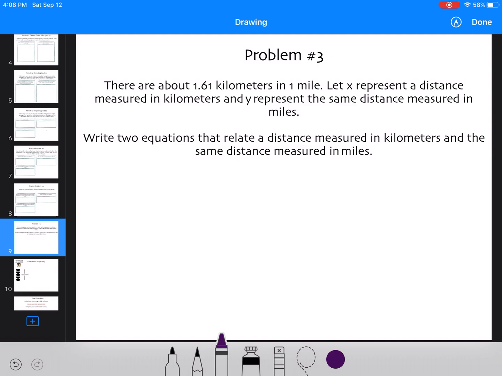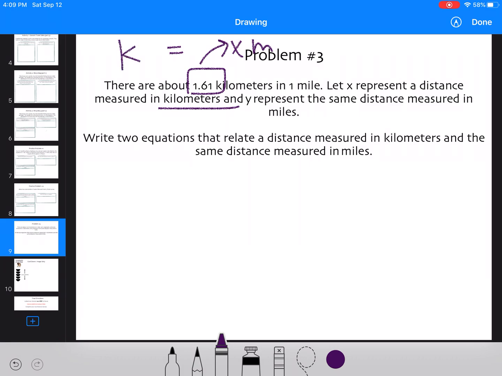Last practice problem. There are 1.61 kilometers in a mile. Let X represent the distance measured in kilometers and Y represent the same distance in miles. Write 2 equations that relate a distance measured in kilometers and the same distance measured in miles. So I know that this is my constant of proportionality. So I know that X is going to represent kilometers. So I know that I would have to take this and multiply it by the miles to get the number of miles to get the total number of kilometers.